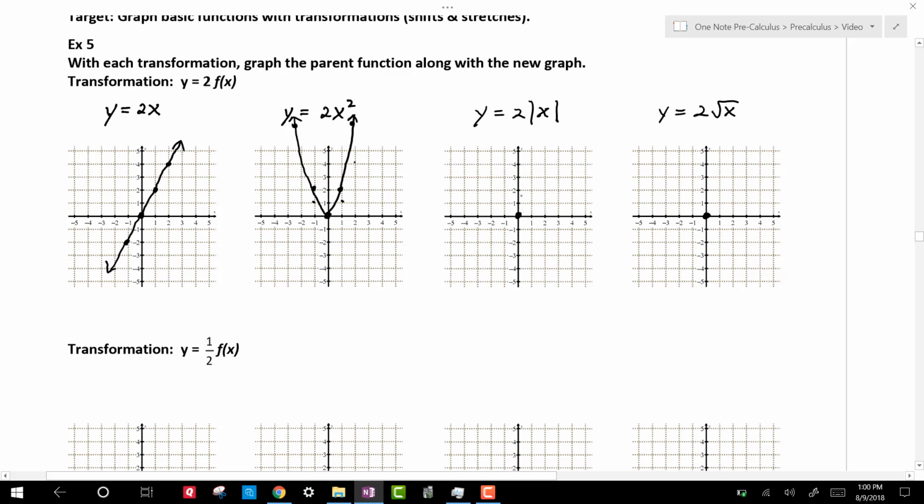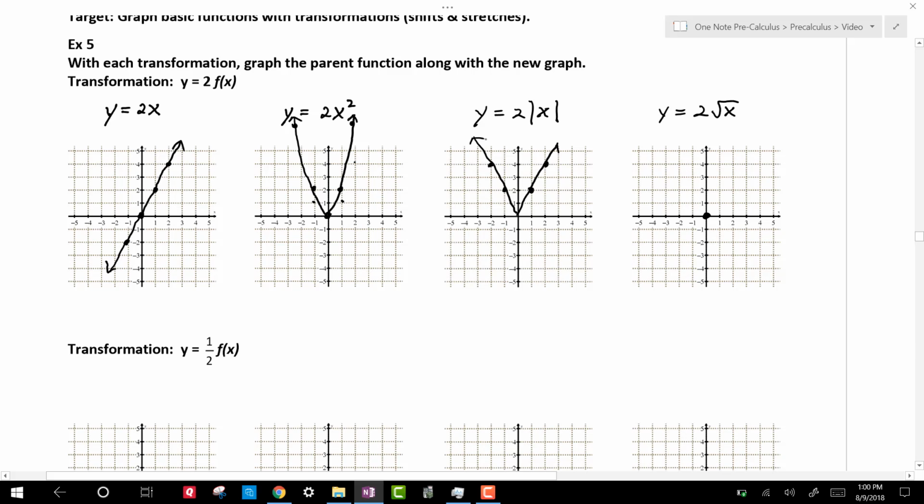The absolute value graph changes the slope. On the right side, it's up 2 over 1. On the left side, it's a negative 2 over 1. Same exact vertex, just a different slope.